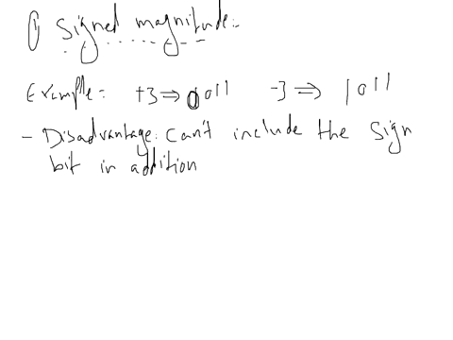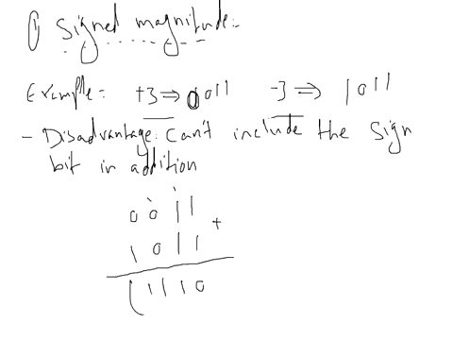For example, if we look at these two numbers, +3 and -3, and we want to add them together, we said +3 is 0011 and -3 is 1011. If I want to add these numbers together, I will have 1 + 1 = 0 and carry 1, and so on. But now have a look at this number, which is where we have a problem.